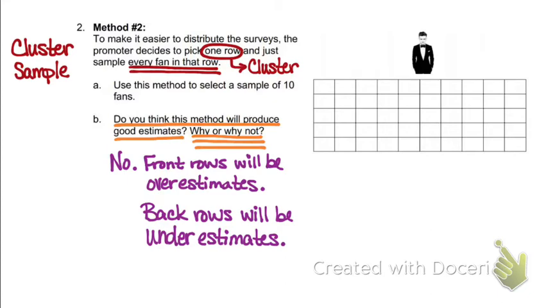He could do middle row, but then it wouldn't be random, right? What's a way that he could still keep this random in there, but hopefully reduce the fact that if he picks the first row, that's going to be an overestimate. If he picks the back row, it's going to be an underestimate. How could he account for that in picking what he's using as clusters? He could choose columns.